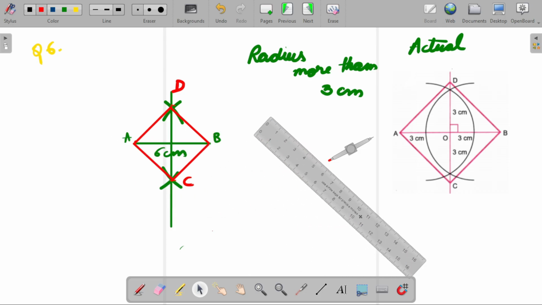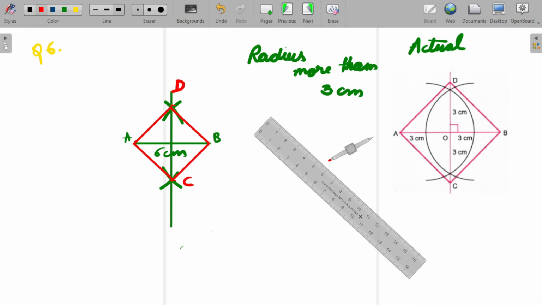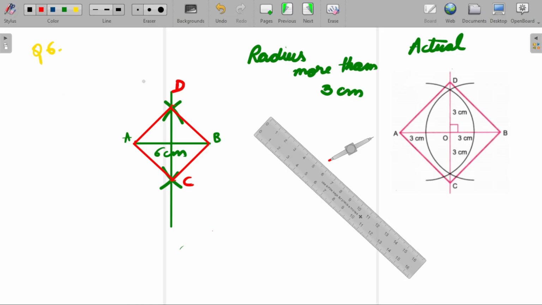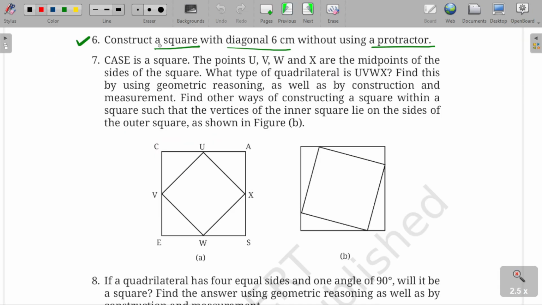So this is how you will get your actual diagram, right? With the help of compass only. We haven't used the protractor in this. I hope this is clear to all of you. So this is our required diagram. Yep. So moving to the next question.